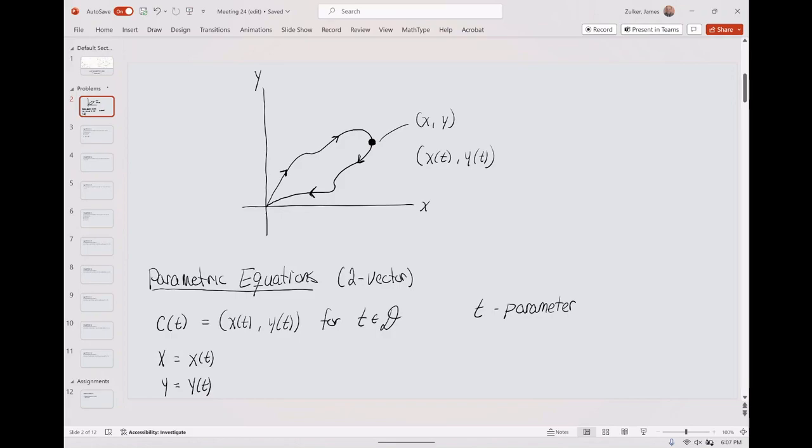And again, it doesn't have to just be t, it can be anything. You typically don't want to use the same variables as we're using in the parametric equation, so you don't want it to be like x or y. T is common. Time. Theta is also commonly used. D would be the parameter domain.